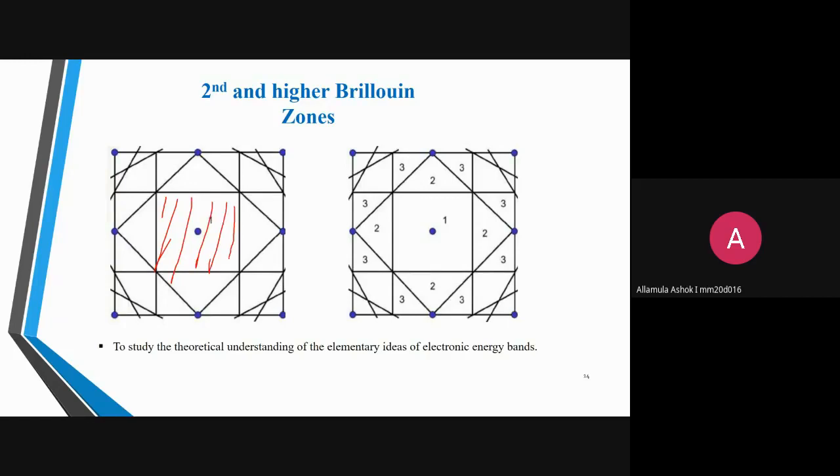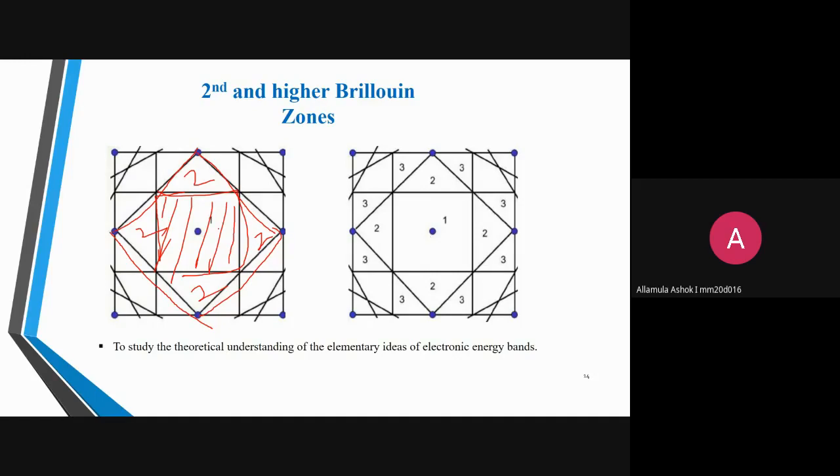Then the second and third Brillouin zones mean the area enclosed after the first Bragg plane. These are the first Bragg planes. After the first Bragg plane and before the second Bragg plane. Here the next nearest neighbor atoms are these four corner atoms, and these are the second Bragg planes. Therefore, the area in 2D or volume in 3D enclosed after the first Bragg plane and inside the second Bragg plane is called the second Brillouin zone. These are second Brillouin zones.